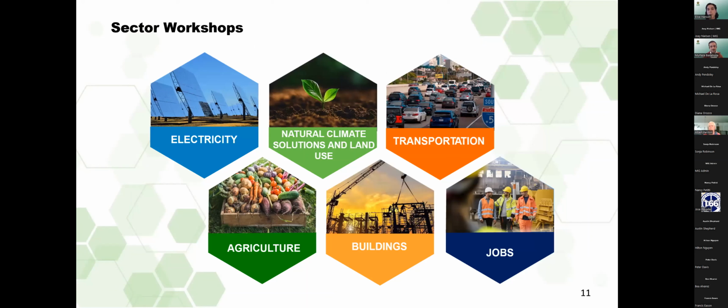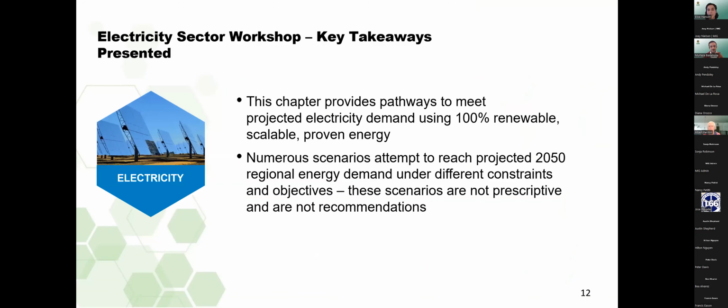Next, the sector workshops focused on the 4 decarbonization pathways: electricity generation, transportation, buildings, and natural climate solutions, as well as workshops that focused on diving deeper on both the agricultural sector and the job sector. Now I'll go over a summary of the key findings presented at these workshops, a list of the organizations, jurisdictions, and groups represented in the registered participants, and the broad themes of the workshop feedback. These will be presented chronologically in the order in which they were held. So we'll start with the electricity workshop.